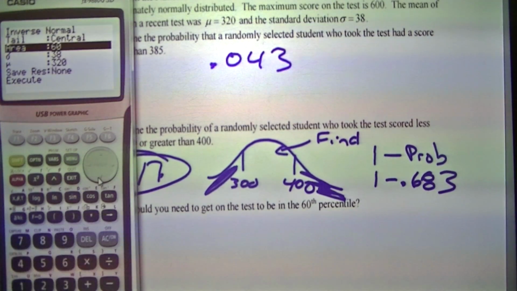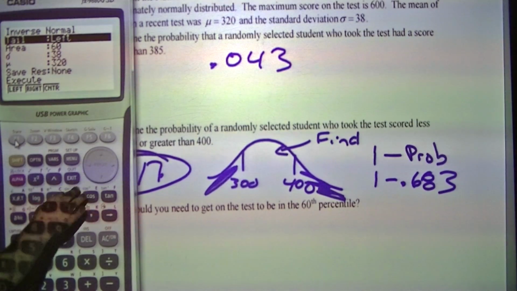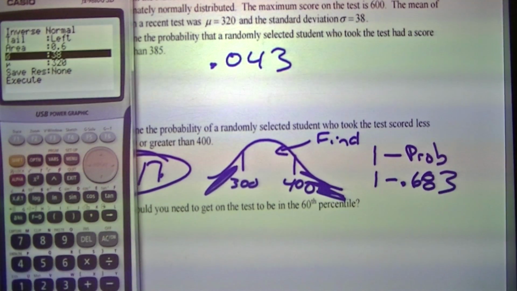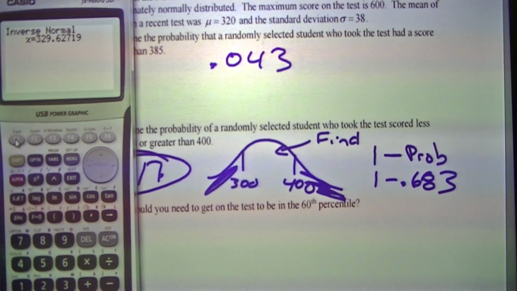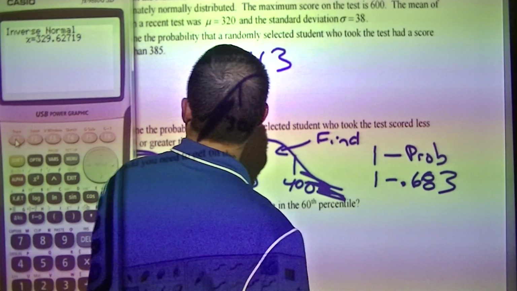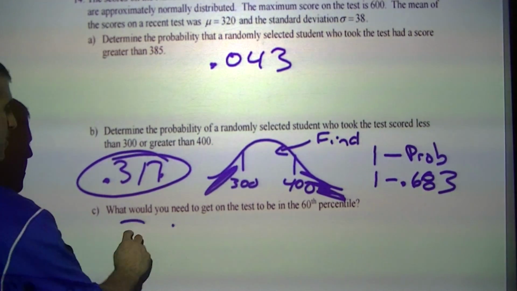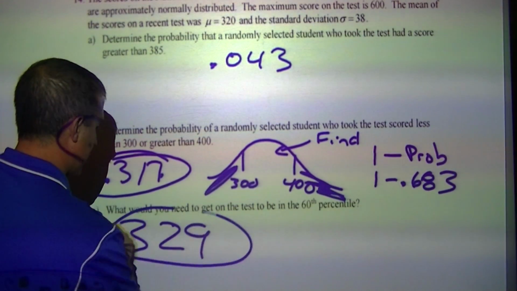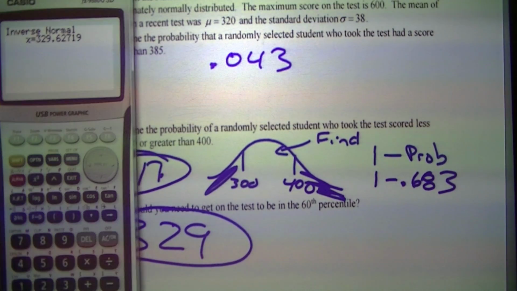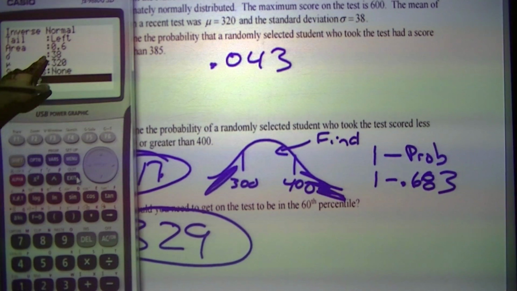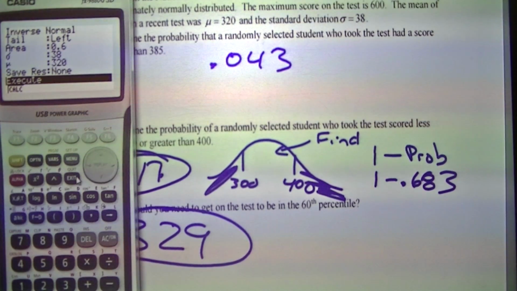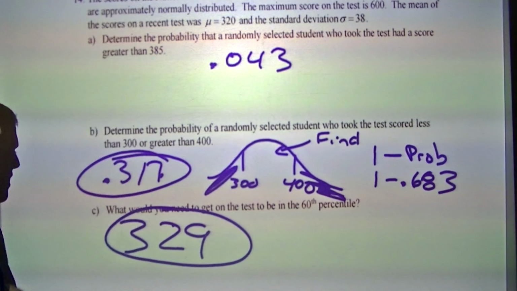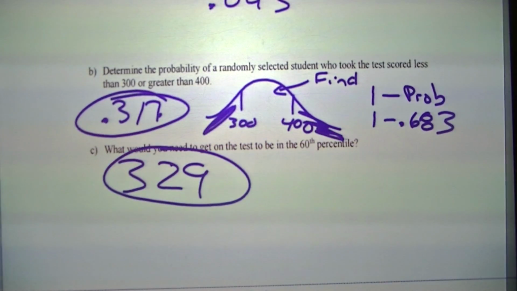Oh, I'm sorry, I think I want a left tail, but I want 0.6. I would need to get a score of 329 to get that. So all you had to do here was, when you went to the inverse normal, do the left tail, you want 0.6 to the left, same stuff. And that's how you get that one.